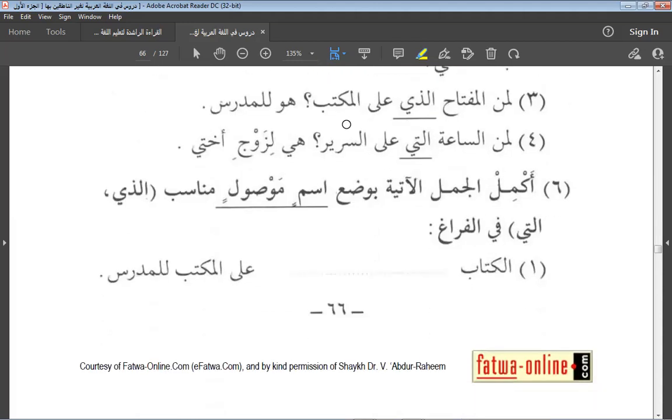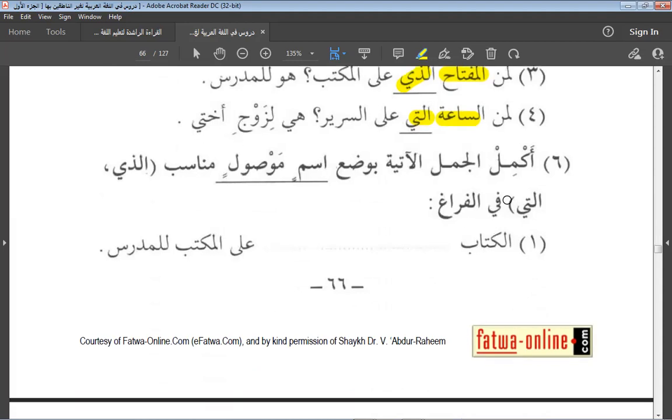لمن المفتاح الذي على المكتب. Okay. لمن الساعة التي. الساعة feminine, so التي. المفتاح masculine, and so الذي. Okay. Here لزوج أختي. This is for my sister's husband. Here لزوج أختي is my sister's husband.